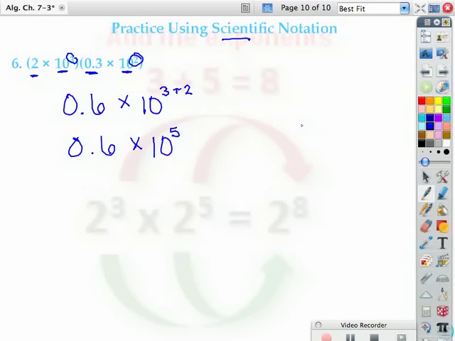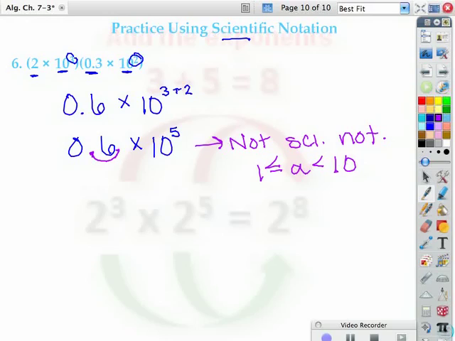Now when you look at this number, this is not in scientific notation because that first number is not between 1 and 10. So remember, when you move this decimal point over 1 so that it is between 1 and 10, you get 6.0 times 10. And now this 5, remember that means you're moving to the right 5 times. We've already moved it once here, which means we only have 4 more to go.